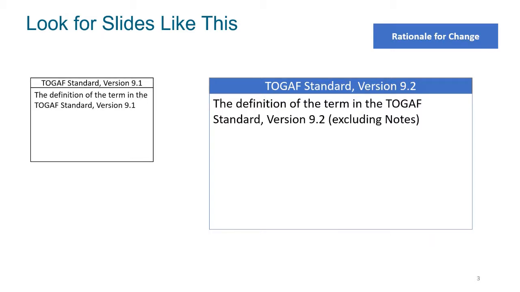Basically, they changed some of the approaches where they started to add rationale of the change in their content and in their material. So they added quite a bit of, in quotes, comments that will reflect on what the change is about. An example here is that the box on the left had an old definition associated with 9.1. The box on the right is the new definition associated with 9.2, but excluding any notes that may have been introduced.